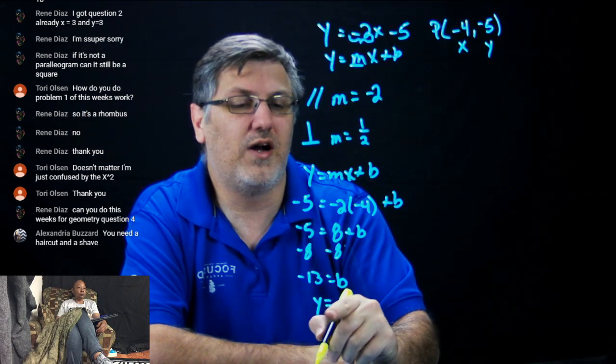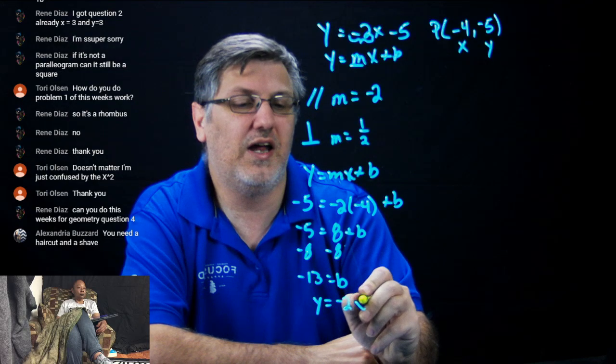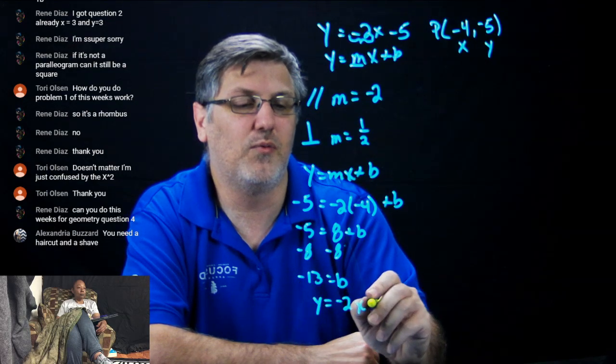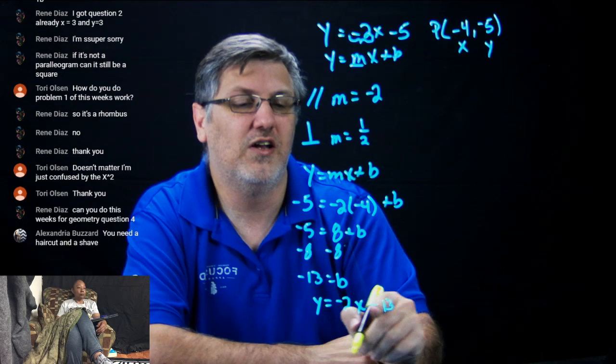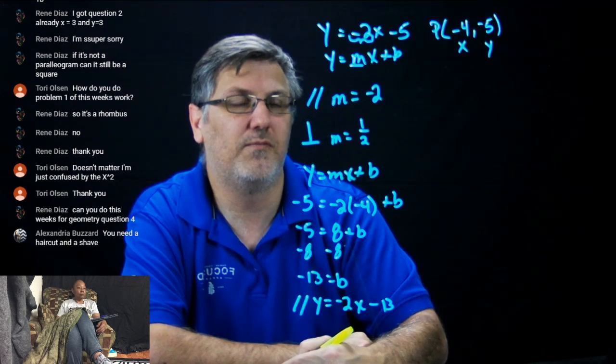So my y equals my -2x plus a -13, but we don't write the plus, so we write -13. So here is my equation for parallel.